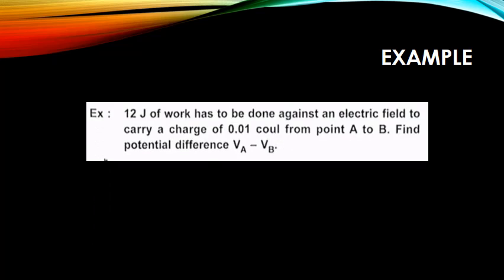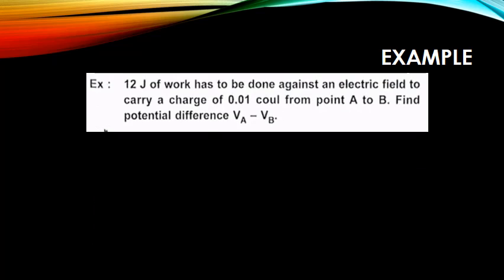Let us start with a few basic problems on electrostatic potential and electrostatic potential difference. 12 joule of work has to be done against an electric field to carry a charge of 0.01 coulomb from point A to point B. Find potential difference between points A and point B.